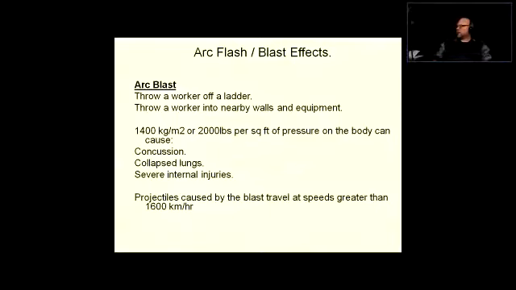What do we have here? 1,400 kilograms per square meter, or 2,000 pounds per square meter, of pressure on the body can cause concussion, it can collapse your lungs, or it can cause severe internal injuries. Do not do that at home, kids. Projectiles can be thrown. It's just like an explosion. They're structural elements of whatever the equipment is.